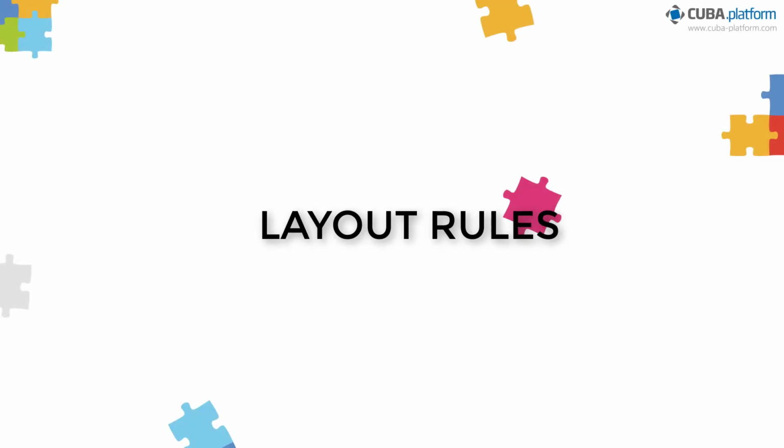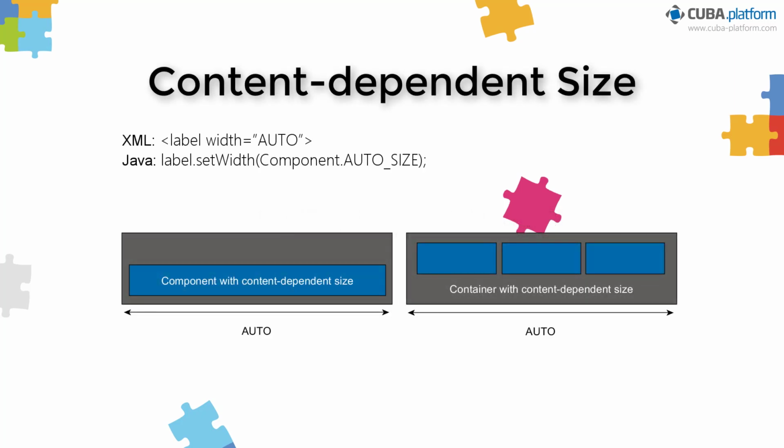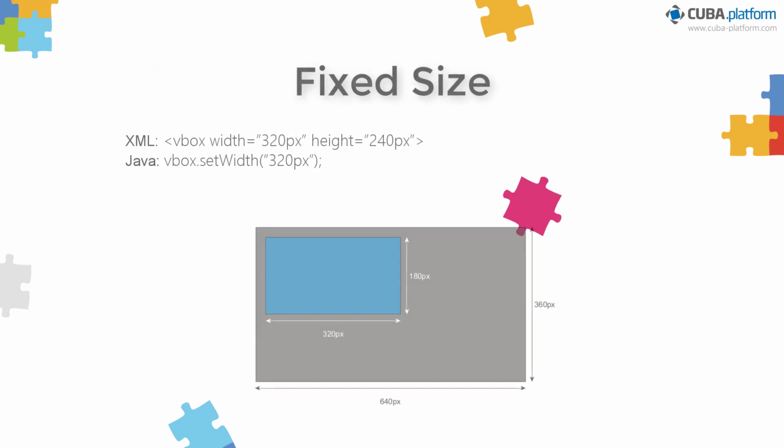Let's take a look at the rules of layout. The basic component dimensions are width and height. There are three size types: content-dependent or auto size. In this case, the component will take enough space to fit its content. For example, for a label, the size is defined by the text length. For a container, the size is defined by the sum of all component sizes within the container. Components with content-dependent size will adjust their dimensions during screen layout initialization or when the content size is changed.